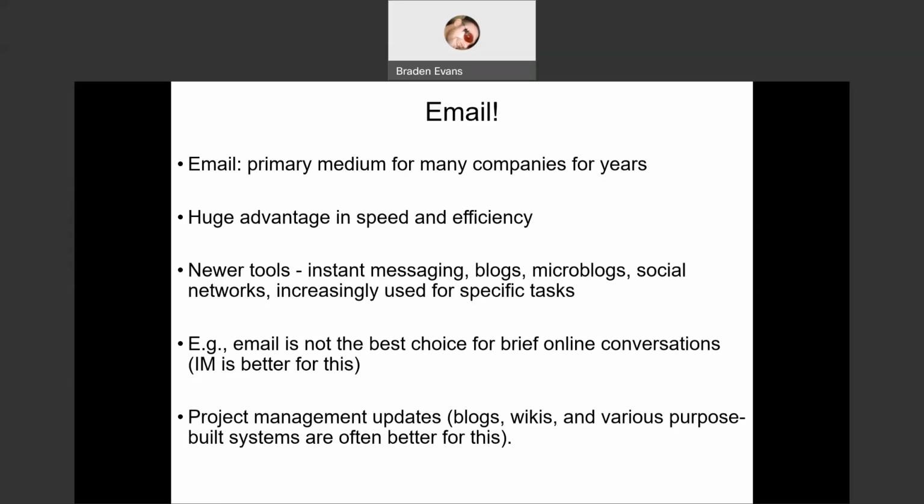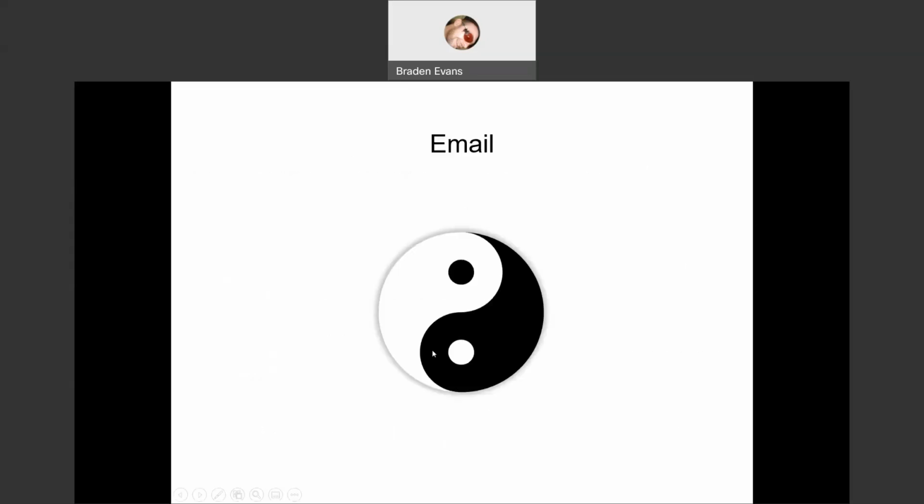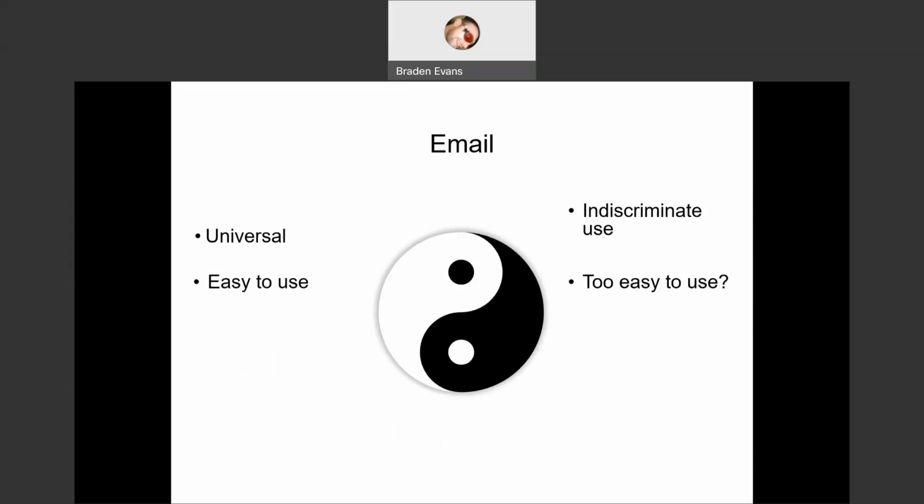And so there are plenty of alternatives, instant messaging and so on, but email's got a place to stay, that's for sure. Yin and yang, right? Good and bad. Let's see. It's universal. That's a good thing. People use it too freely, right? So some people email you 10 times a day. It's too much. It's easy to use. Is it too easy to use? Maybe. That's why you're getting 100 emails a day.